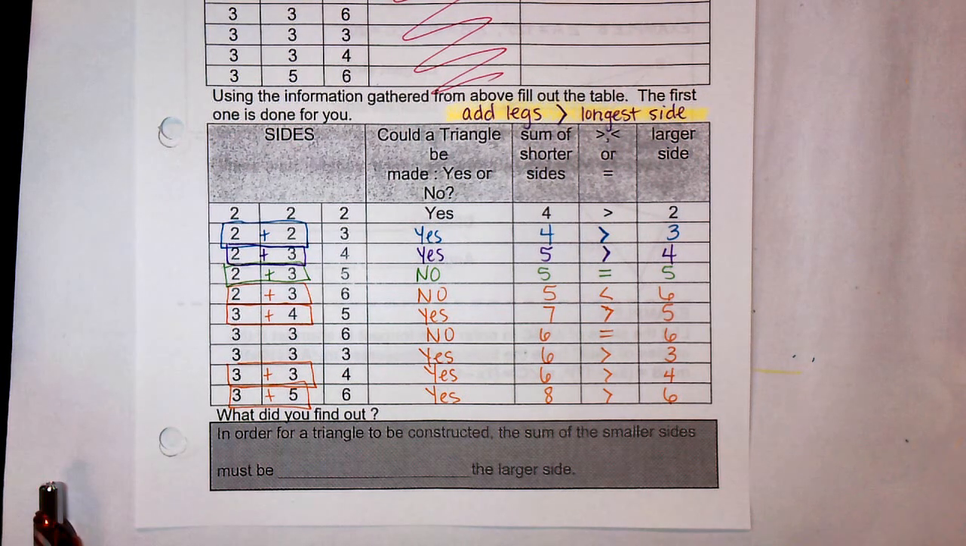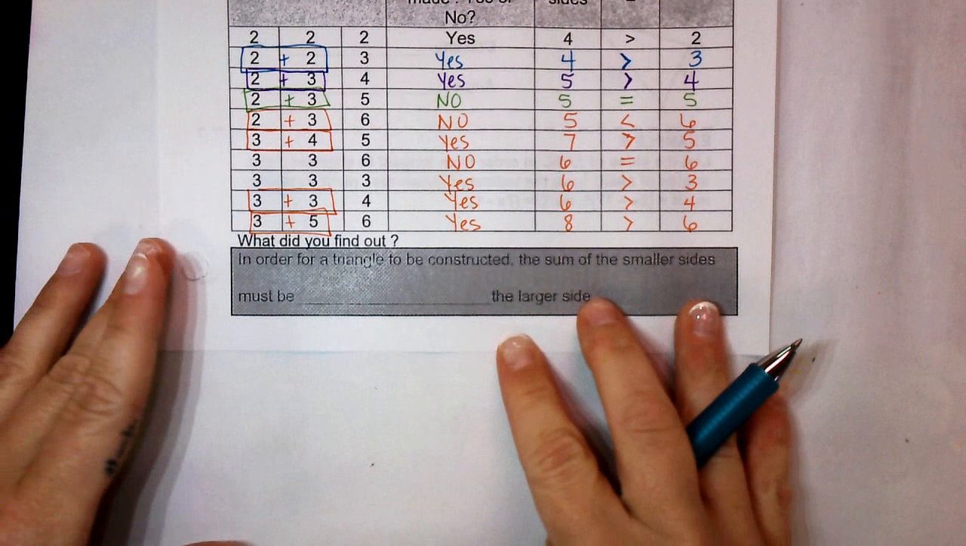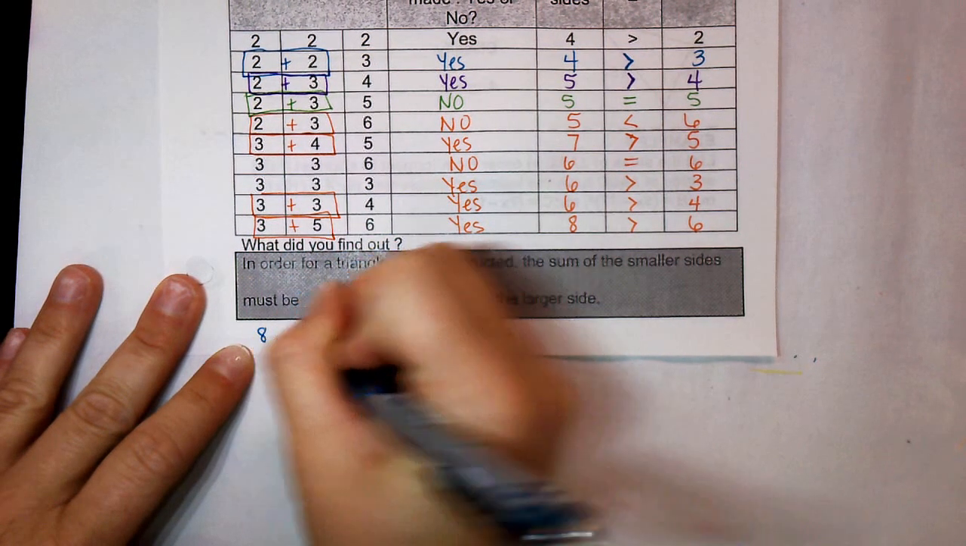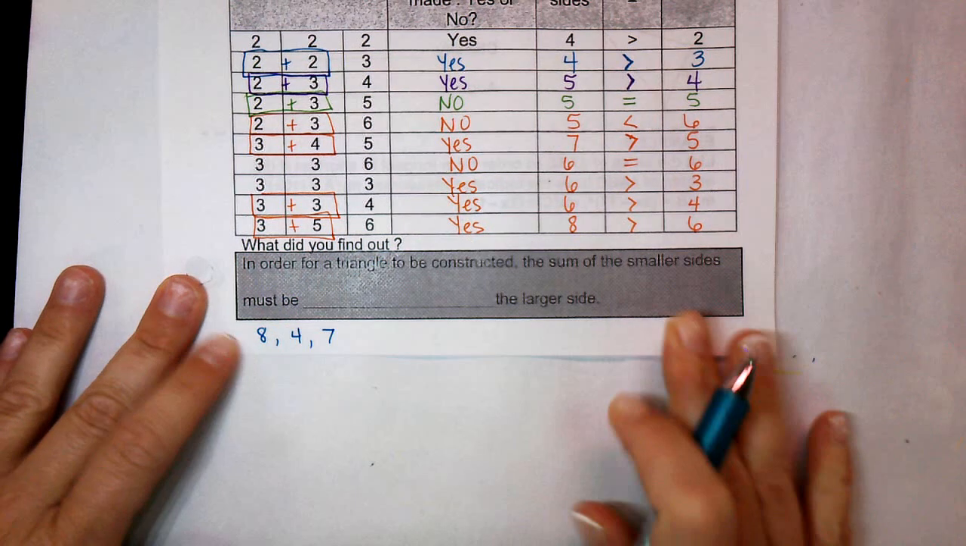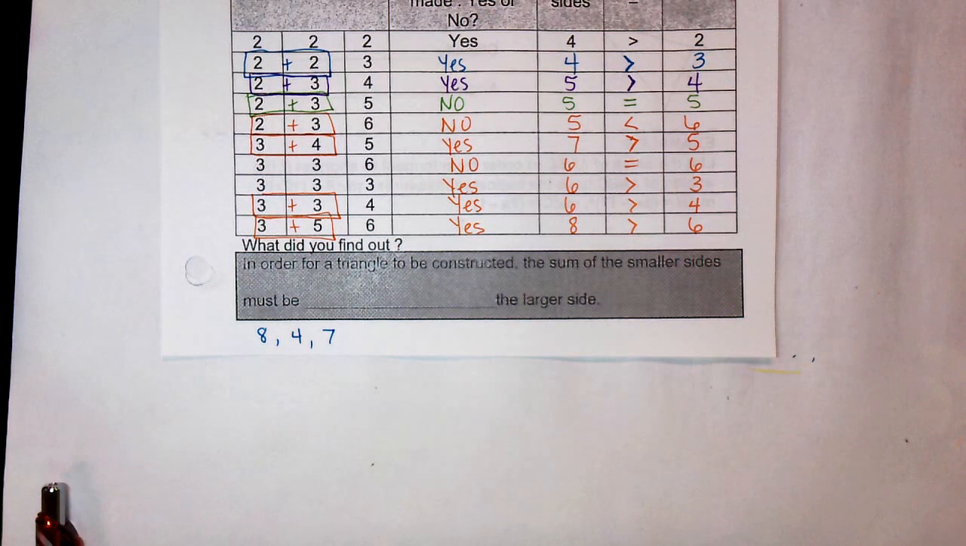Okay, I do want to put in one more. I know you just did a whole bunch of them, but I want to do one more. The reason being, I'm going to go to the very bottom. Let's do 8, 4, and 7. Can that make a triangle? 8, 4, and 7. So first things first, which two numbers am I adding together? 8 and 4. Okay, that's why I wanted to do another one.